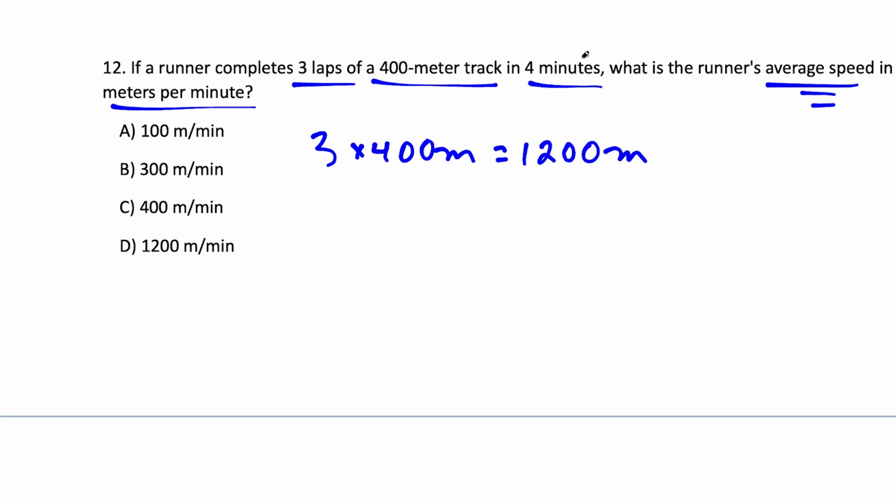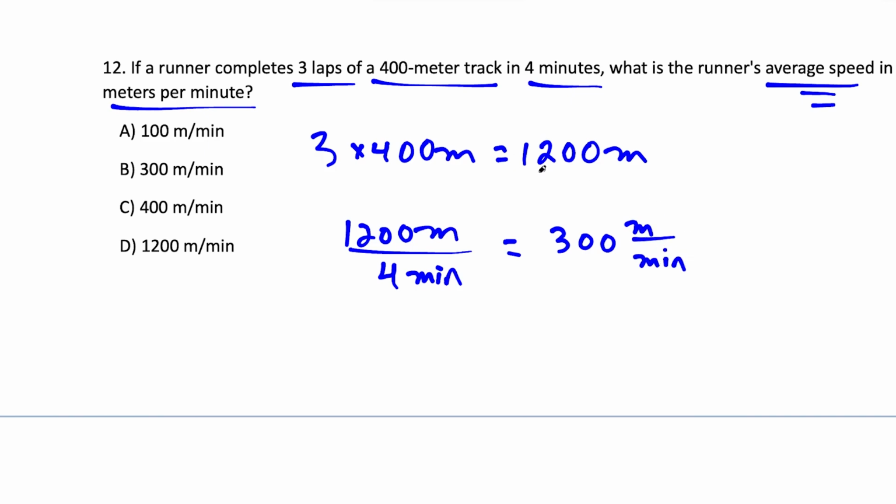But they're telling us here that it takes the runner 4 minutes to do 3 laps of 400 meters. So what we're going to do next is we're just going to take the 1,200 meters and we're going to divide it by 4 minutes. And notice that the units here are meters per minute, which matches all of the answer choices. So now we just have to divide. 1,200 divided by 4 is 300. So the runner's pace here is 300 meters per minute.